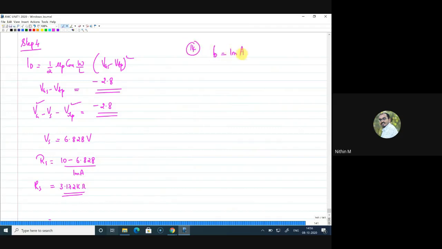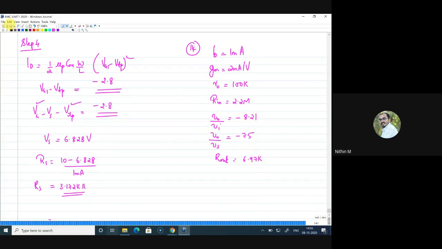ID is 1 milliamps. GM is 2 milliamps per volt. R naught you can find because VA is given. So R naught is 100K. You will get R in as 2.2 mega ohms. V naught by VI as minus 8.21. V naught by Vs as minus 7.5. R out as 6.97K.